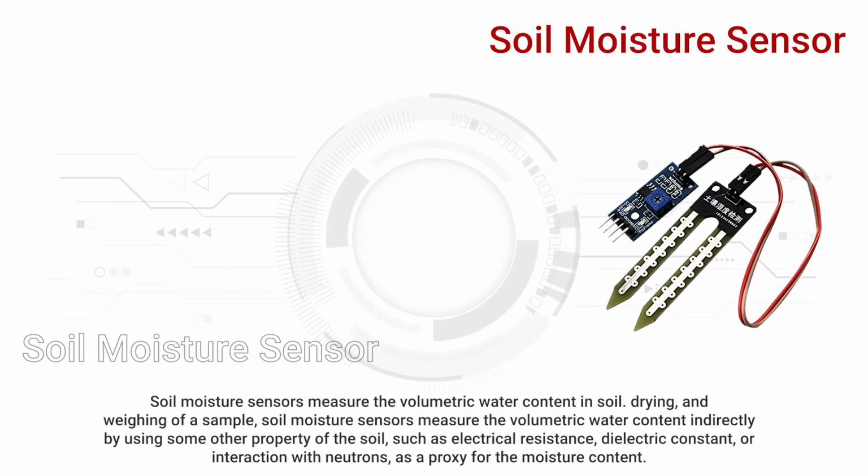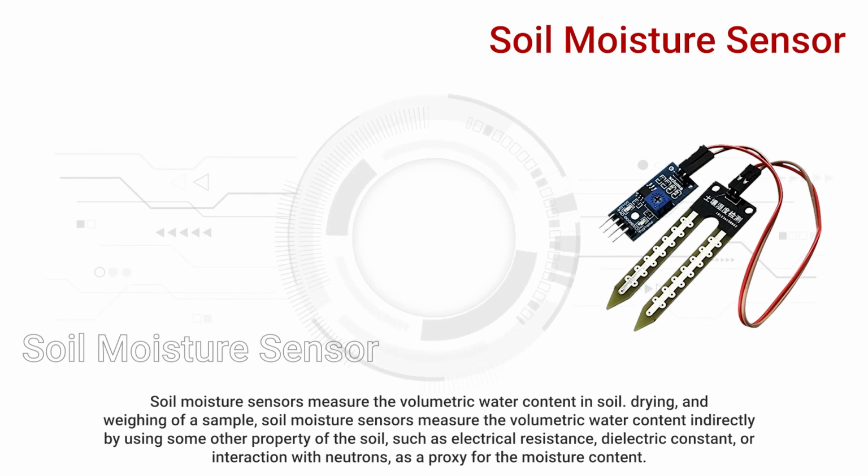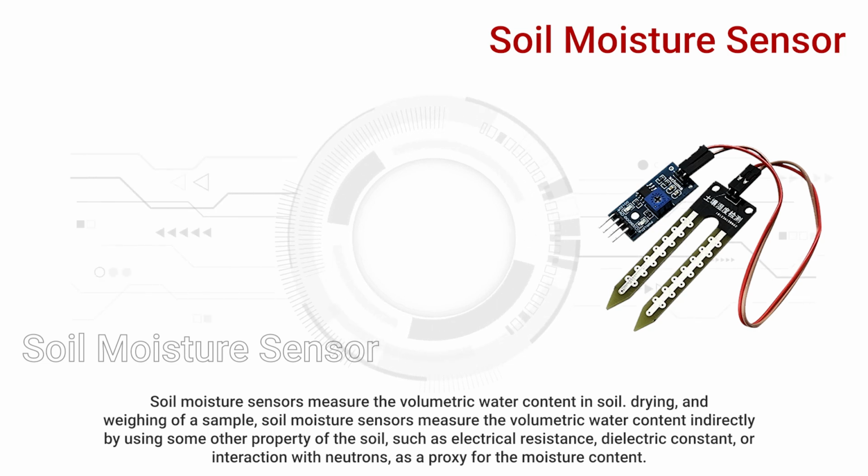Soil moisture sensors measure the volumetric water content in soil. Drying, and weighing of a sample. Soil moisture sensors measure the volumetric water content indirectly by using some other property of the soil, such as electrical resistance, dielectric constant, or interaction with neutrons, as a proxy for the moisture content.